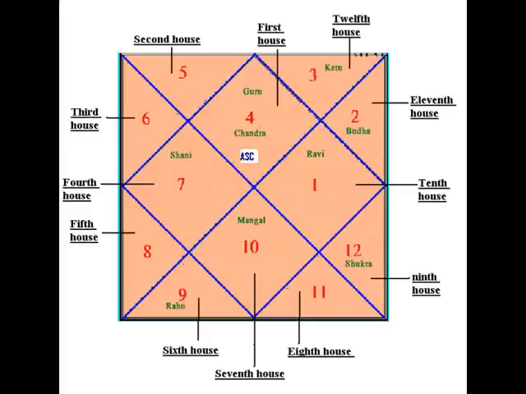And simultaneously the counting goes in an anti-clockwise direction. So the second house will be number 5, which is nothing but Leo, and the third house is number 6, Virgo, and the fourth house is Libra, and so on till the 12th house, which has the number 3, that is Gemini. And so this is how you should count your houses.